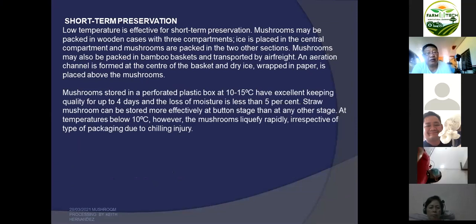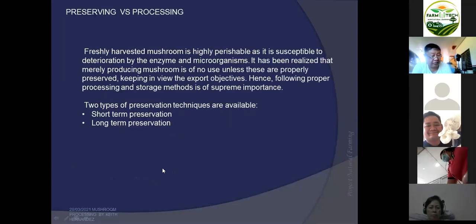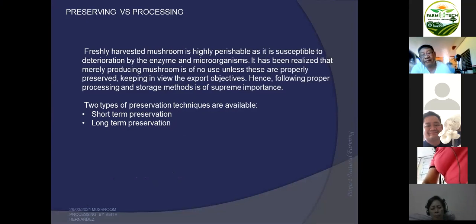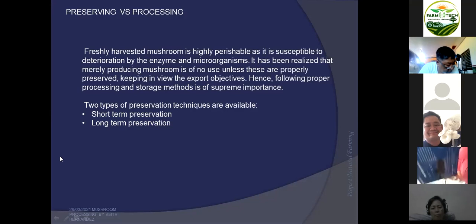Short-term preservation. Ang dami pa natin i-discuss. Fresh harvested mushroom is highly perishable. Alam na natin 'to eh. Sabihin ko na lang kagad, there's two types of preserving techniques that are available. Una is yung short-term preservation, yung panandaliang. Panandalian lang po yung pagpapapreserve. Mabubulok din yan. Or meron tayo yung long-term preservation, yung talagang pangmatagalan.